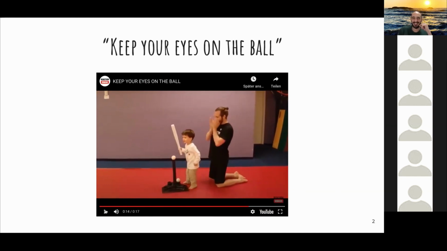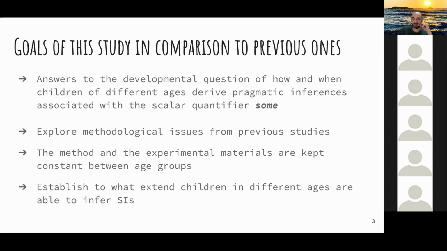Yes, so children tend to take things literally, even when it comes to such a simple, to us adults, simple sentence. But they need to develop specific knowledge, and their lexicon should mature in order for them to understand hidden meanings. So the goal of the study, in comparison to the previous studies, is to answer the question of how and when this development takes place, and how children of different ages derive pragmatic inferences associated with the scalar quantifier some.